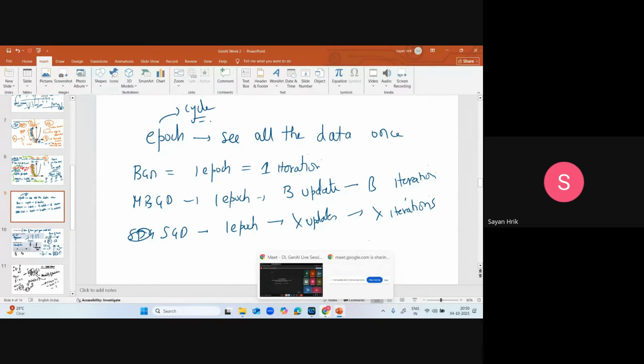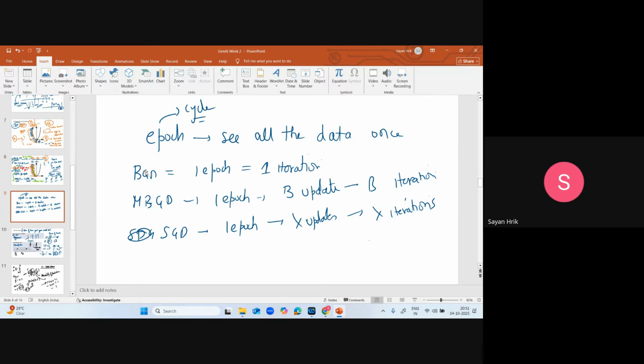Within an epoch, you can have only one iteration. Iteration means the update. If you're using a simple BGD, then you have one iteration and one epoch, the same thing. But if you're using some variation like MBGD or SGD, then in one epoch you have multiple updates, so you have multiple iterations. That's the idea. Epoch will always be one, which is seeing the entire data, but iterations will depend on what type of algorithm you're using.